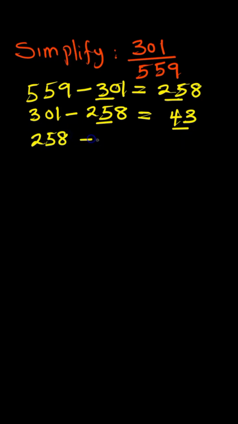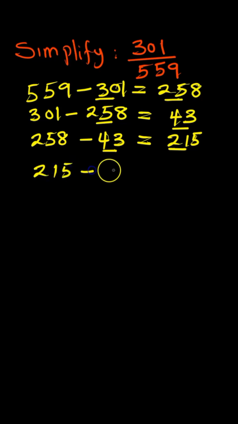258 minus 43. That will give us 215. These two numbers are still not the same. Subtraction continues. 215 minus 43. That will give us 172.